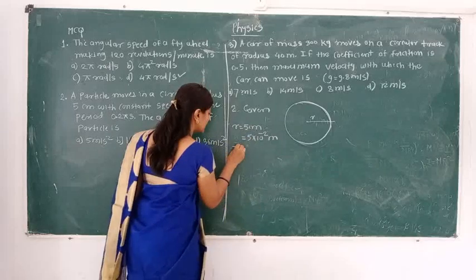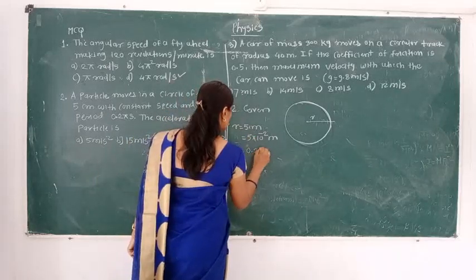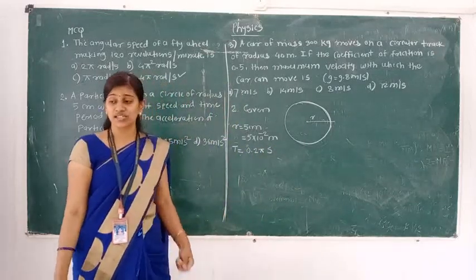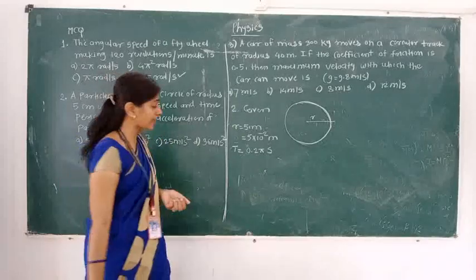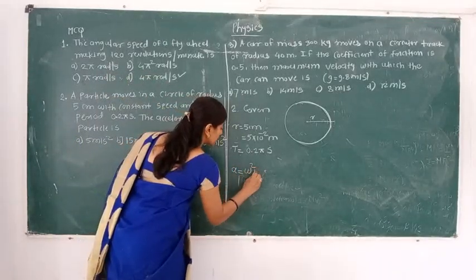Next we are getting T. T is given. What is the value of T? It is 0.2 pi second. Here we have to find out the acceleration. We know the formula for that acceleration. What is the formula? A is equal to omega square into R.